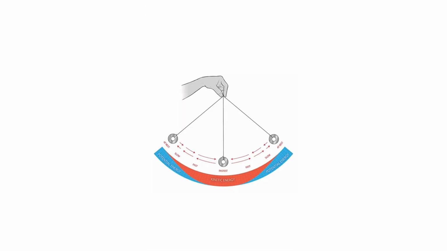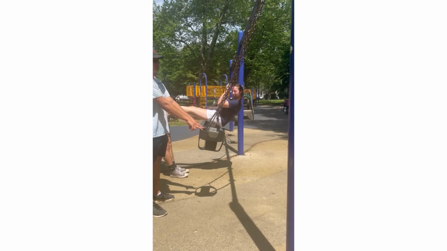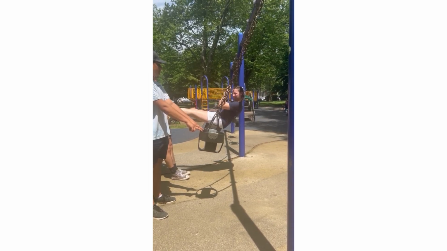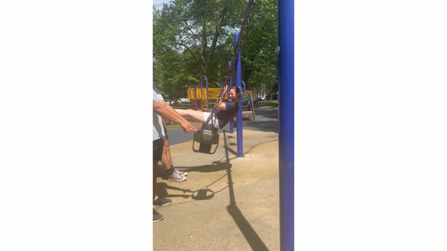As you swing back and forth, you experience the exchange of energy between potential and kinetic energy. At the highest point of the swing, your potential energy is at its maximum, which then converts into kinetic energy as you descend. Does the mass of the object at the end of the pendulum affect its period?